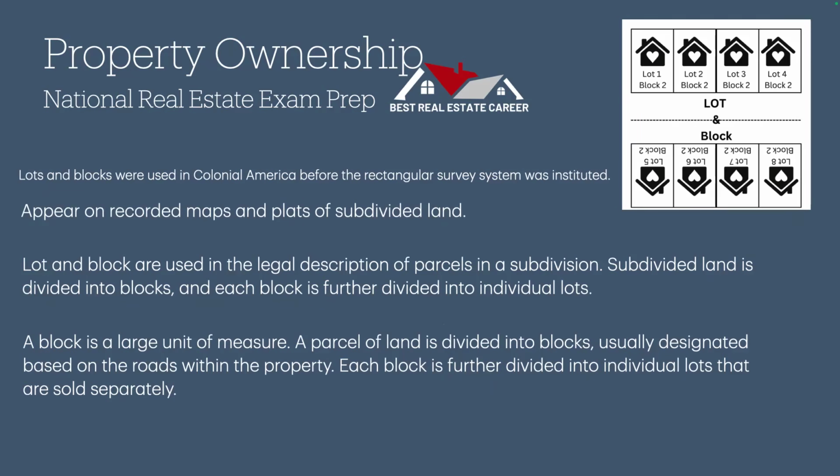The next one we're going to look at is lot and block. So lots and blocks were used in colonial America before the rectangular survey system was introduced. So this is before the last one we just looked at. This was a system that was used prior. So it could appear on recorded maps and plats of subdivided land, right? We get a piece of land, we subdivide it, and that's where we use the lot and block system. Lots and blocks are used in the legal description of parcels in subdivisions.